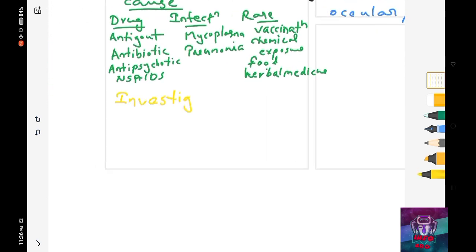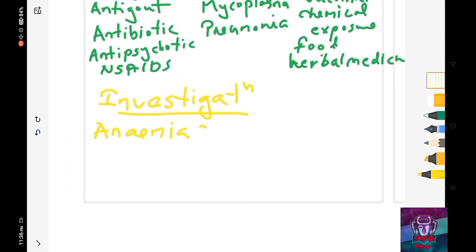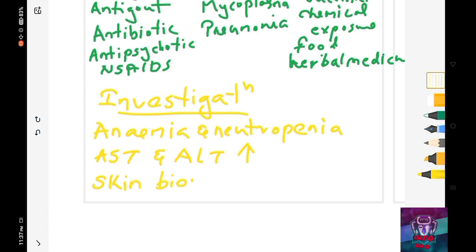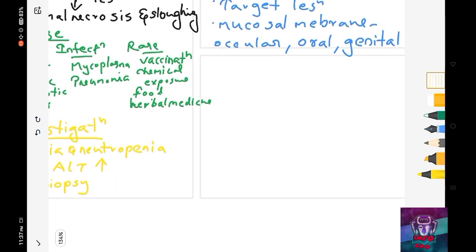Now for the investigations, what all needs to be done? Anemia and neutropenia may be present, thereby we can conclude it is SJS. AST and ALT will be elevated, and a skin biopsy may be required for the investigation.